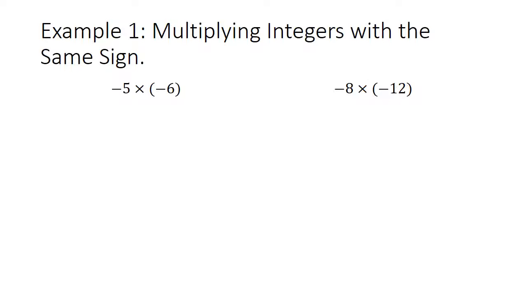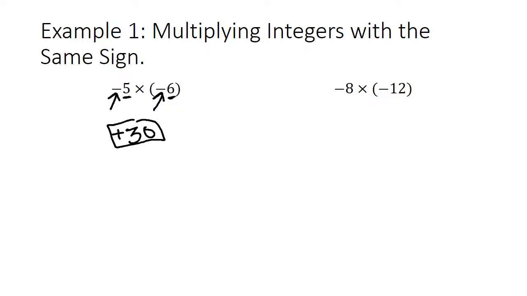So with our first example here, we're going to be multiplying integers with the same sign. So what we can do is we can treat this like normal multiplication. We can look at this and say, okay, we have 5 times 6. And we know from our math facts that 5 times 6 is going to be equal to 30. Now we just have to go back to make sure we have the correct sign. So we look here, we see that's negative and this is negative. Since they're both negative, we're multiplying with the same sign. That means that our answer has to be positive.